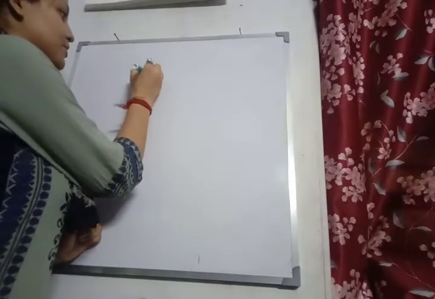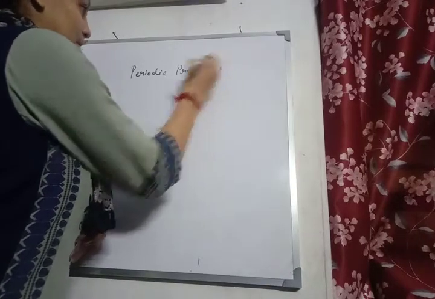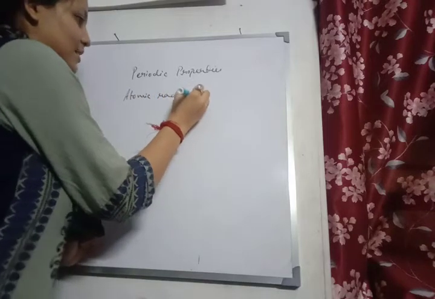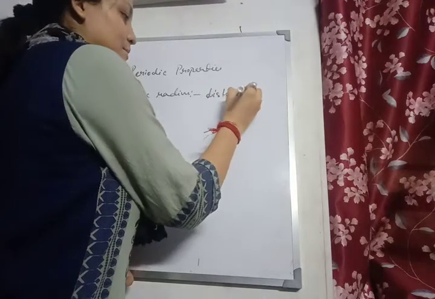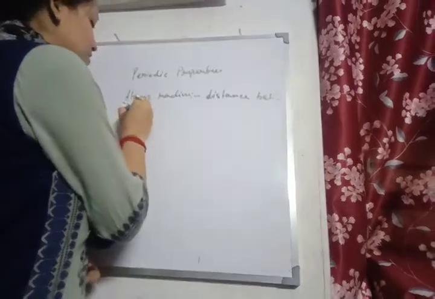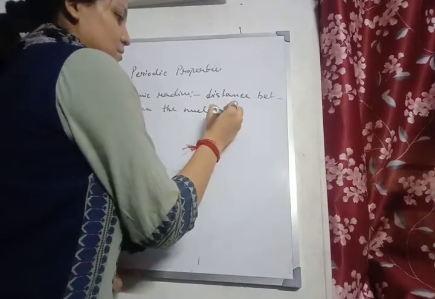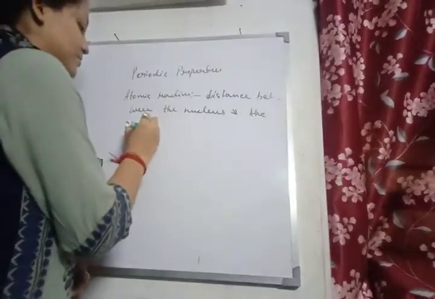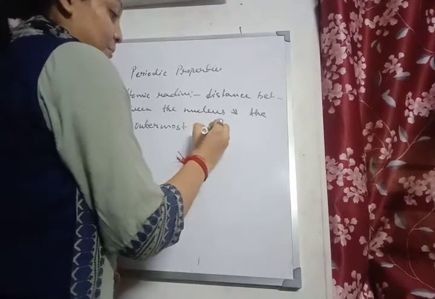Today I'll be starting with the periodic properties. The first property is atomic radius. Now, you know the definition since class 10. What is atomic radius? It is the distance between the nucleus of an element and the outermost shell. That's what your atomic radius is.